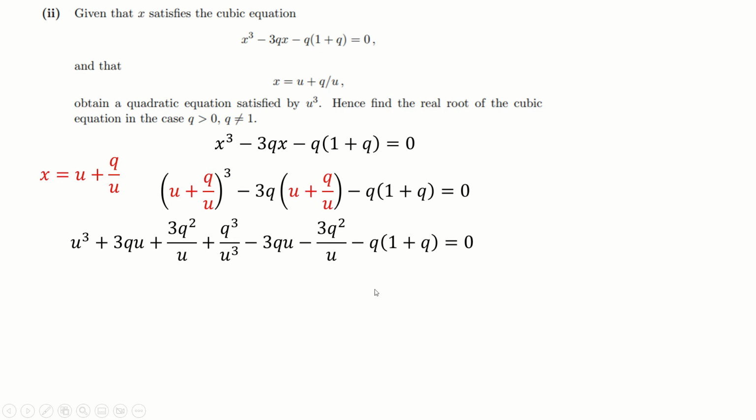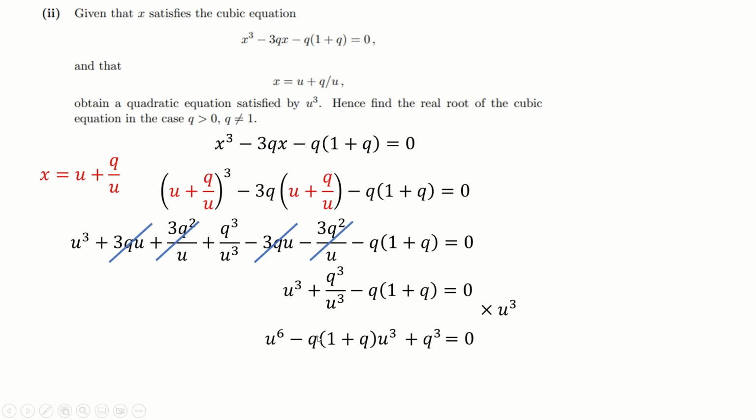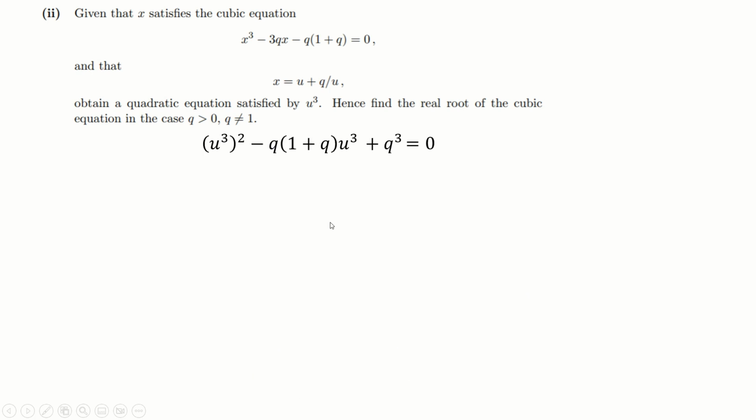This turns out amazingly, because some stuff cancels. It's really nice. You just end up with this. And if you times everything by u cubed here, you'll get this, which is totally a quadratic in u cubed, because it's u cubed squared to make u to the 6, and then u cubed, and then nothing over here. So that's all fantastic. So that's the quadratic in u cubed.